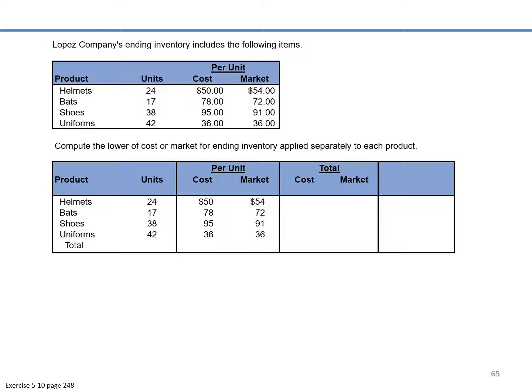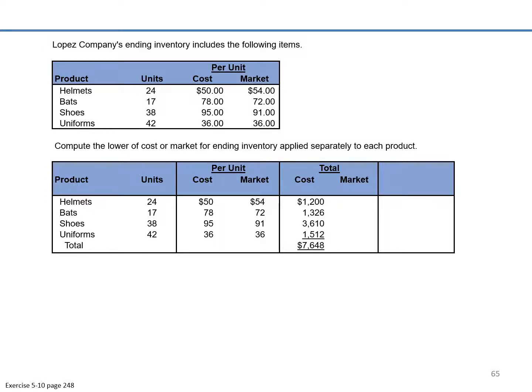So 24 units times a cost of 50 is total cost of $1,200. Same idea applied to bats. 17 units times a cost of 78. Shoes, 38 units times a cost of 95. And uniforms, 48 units times a cost of 36.